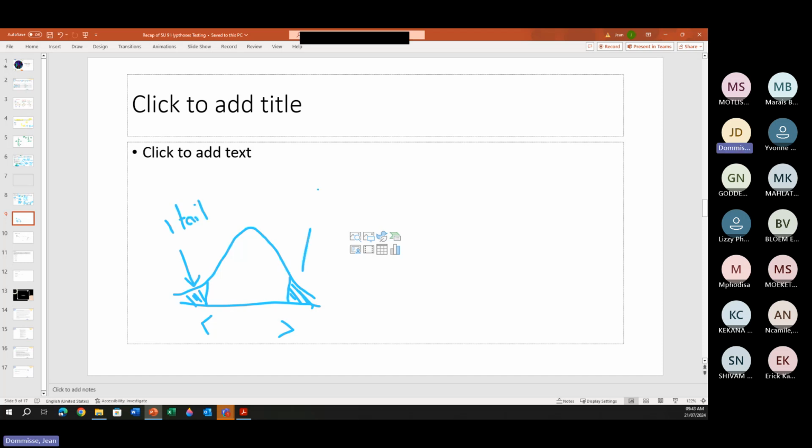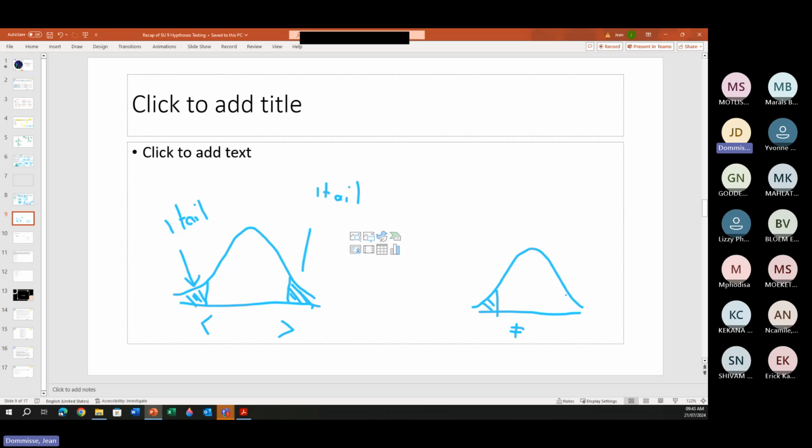That will be your one tail for bigger. If you have the not equal, that means you have the two tail. That automatically means that you need to have both of them as your p-value. And so when you have unequal, which tells you two tail, then automatically you will have both of them as two tail.